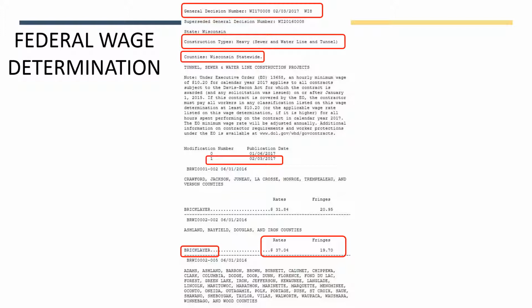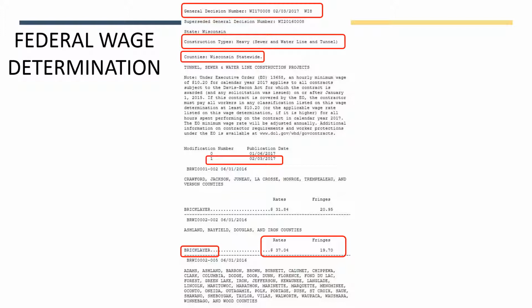Make sure the construction type you need is listed. This construction type is heavy with the subcategory of sewer and water line and tunnel. Below that, make sure the appropriate county is listed for the project location. This determination is for the entire state of Wisconsin. Many of the determinations for residential and building are by county or a group of counties. The modification number and effective date are listed in the middle.